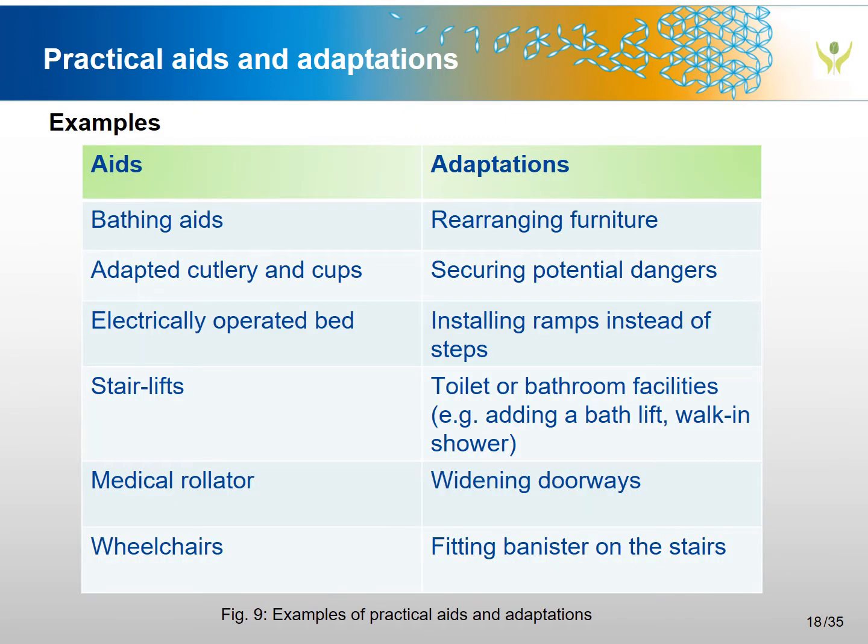Using practical aids, appliances and adaptations helps people with Parkinson's disease to be more independent. In turn, this means that it is easier to care for them, and everyone has a better quality of life. Aids and appliances might include small pieces of equipment to help with daily living activities, such as bathing aids and adapted cutlery and cups for eating and drinking, or larger pieces of equipment such as electrically operated beds, stair lifts and wheelchairs. Adaptations range from simply rearranging furniture and removing or securing potential dangers, for example loose rugs, electric flexes, poor lighting, to installing ramps instead of steps, or building new toilet or bathroom facilities.